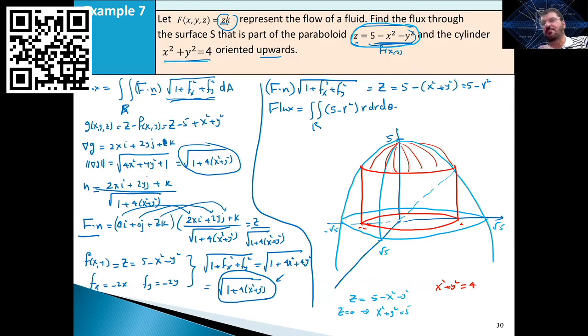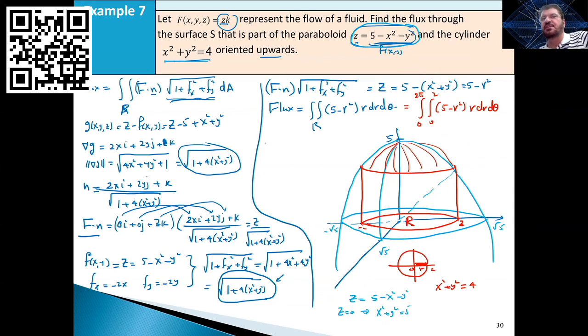This surface, where is the base? This is our base R. What kind of base here? This is a circle of radius what? 2. So this is our base, a circle of radius 2. So how do I continue here? So this is equal to the integral of 5 minus r squared times r dr d theta. Now, r starts from 0 to 2 as usual. And to finish the whole circle, it's a full rotation from 0 to 2 pi.